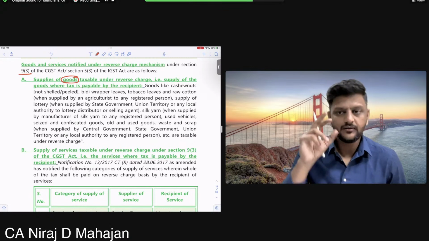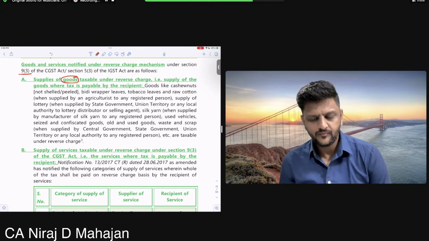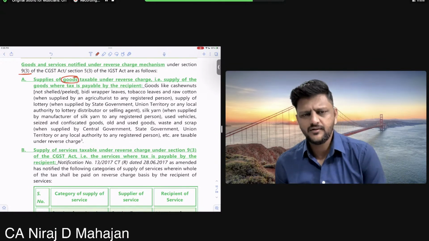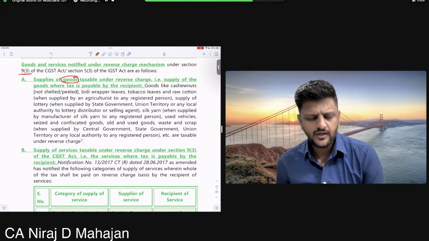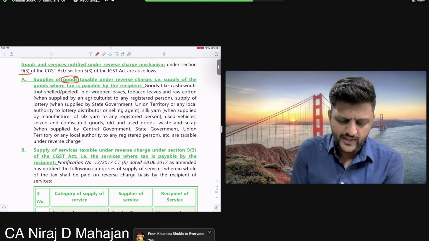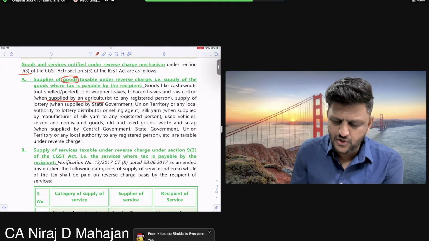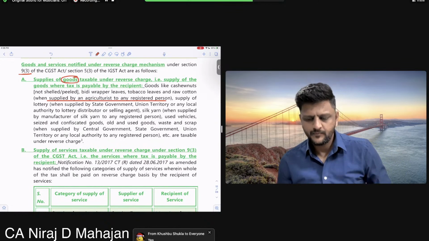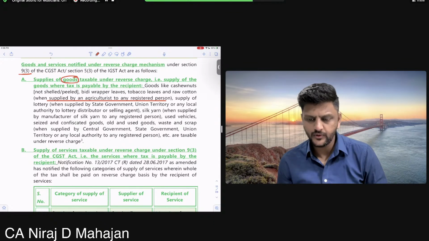The raw original cashew nuts, bidi wrapper leaves. I think we have discussed tendu leaves, or tobacco leaves and raw cotton. Check now. When supplied by an agriculturist to any registered person. Still here, everybody? We're talking of goods now.